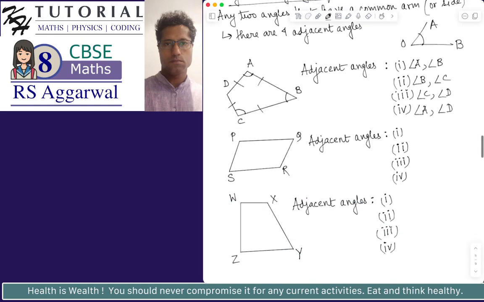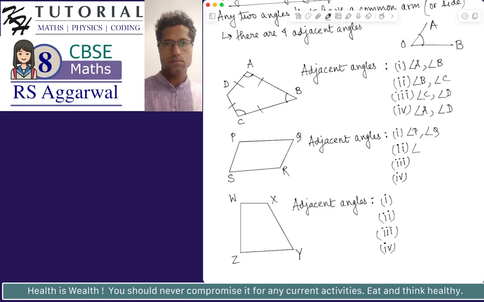Now let's quickly write down the pairs of adjacent angles for the other two quadrilaterals. For the quadrilateral PQRS, if I consider the side PQ, the pair of adjacent angles will be P and Q. If I consider the side QR, the pair of adjacent angles will be Q and R. If I consider the side RS, the pair of adjacent angles will be R and S. And if I consider the side PS, the pair of adjacent angles will be P and S.